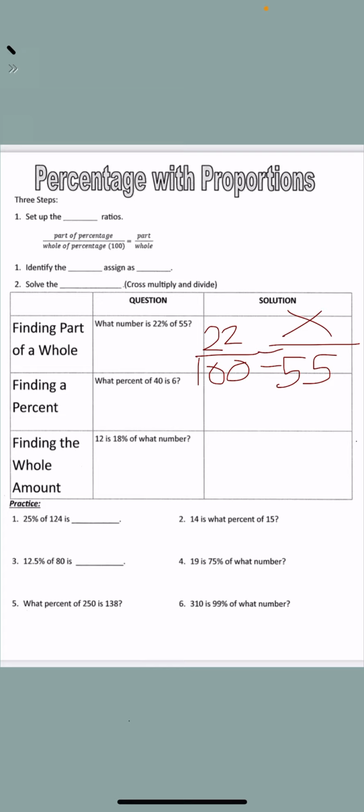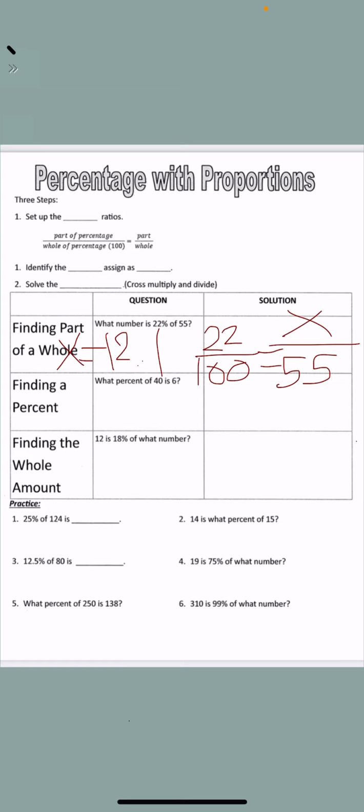And then you would just cross multiply and divide. So 22 times 55 is 1,210. And then you're going to divide by 100, and you should get 12.1. So if you've done this correctly, you would say 12.1.